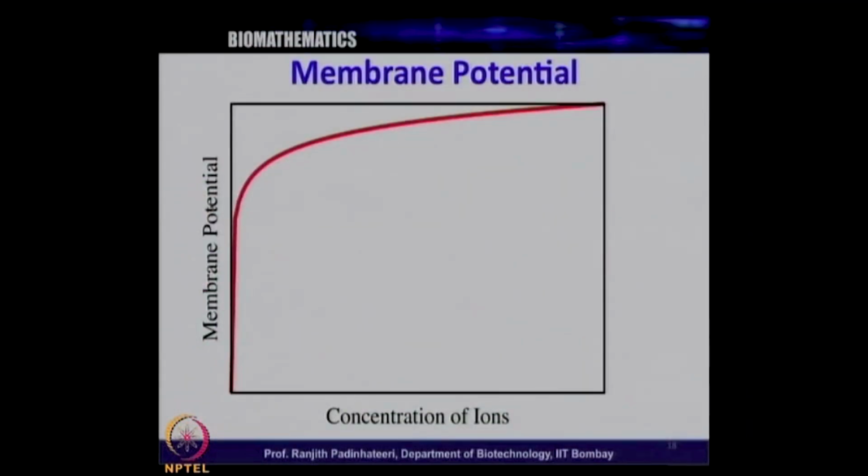Let us look at this graph again. Here it is membrane potential on the y axis and concentration of ions on the x axis. You can see that as the concentration increases, the membrane potential increases, and it is some sort of logarithmic increase. This is called a logarithmic increase in mathematics. What does it mean to say it's a logarithmic increase? What precisely it means, we will learn as we go along in this course.